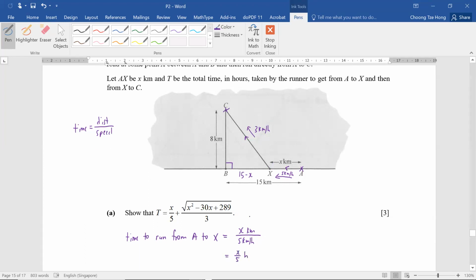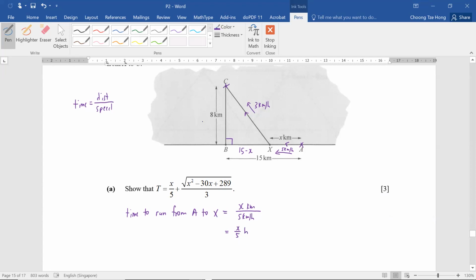Now we just need to calculate the time it takes to run from X to C, and then we add both times together and we'll get this big T. We know the speed from X to C, but we don't know the distance. But BCX is a right-angled triangle, so we can use Pythagoras' theorem to find XC, and once we find XC, we can find the time taken. Let's do that.